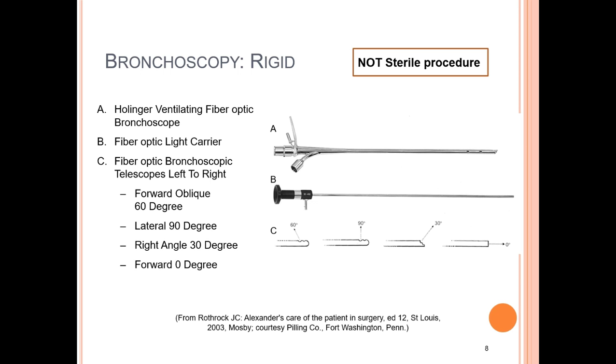A rigid bronchoscopy is the insertion of a rigid fiber optic telescope into the trachea and bronchi. It is not considered a sterile procedure. This type of bronchoscope is generally only used for the removal of large tissue or foreign bodies in the bronchial tree and is usually done with the patient in the supine position.